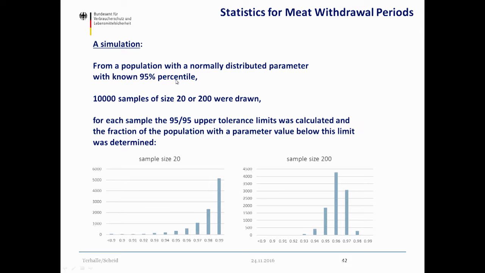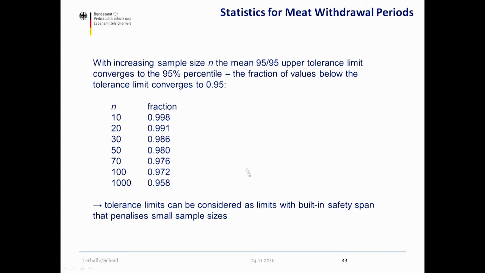And this is a quite interesting slide. So he has taken 1,000 samples of a size from a certain distribution of a size of 20 and 200. And for each sample, the upper tolerance limit was calculated, and the fraction of the population with a parameter value below this limit was determined. And this is the result for the 20 samples, and this is the result for the 200 samples. And the message is, with increasing the sample size, the mean upper tolerance limit converges to the 95% percentile.